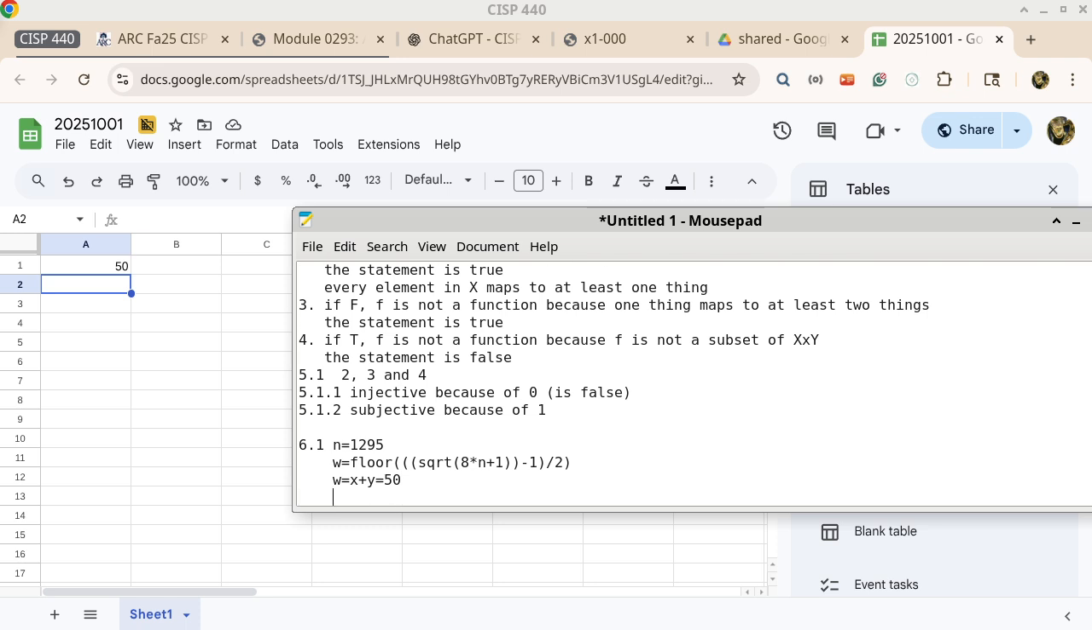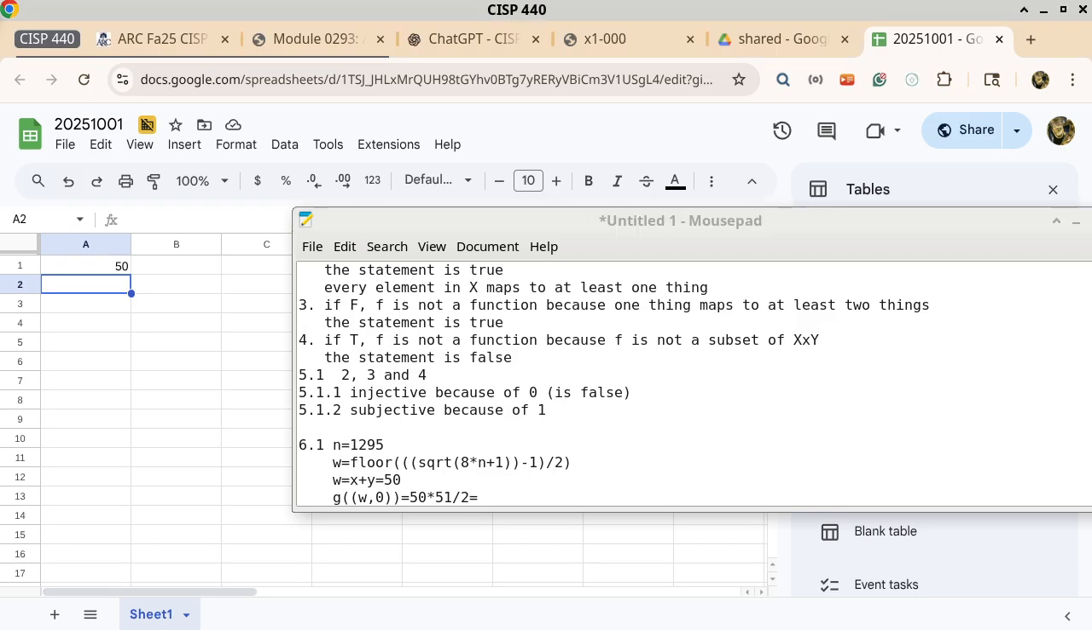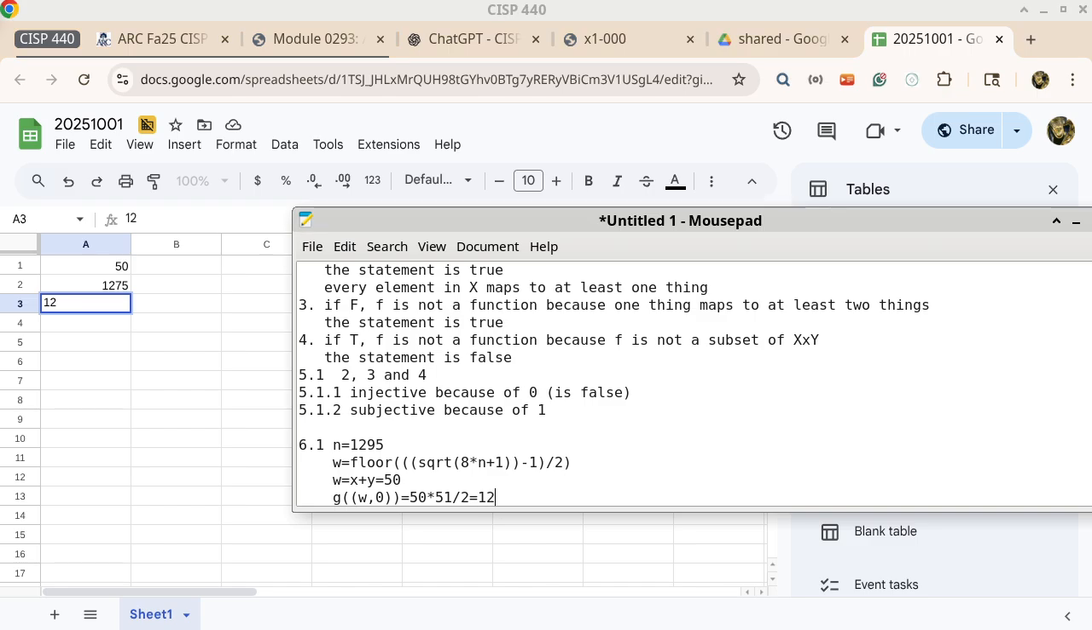So now we have to ask, okay, what is the G value of W0? So that would be 50 times 51, the whole thing divided by 2. Okay, 50 times 51 divided by 2, and I'm just going to cheat over here too. So we just look at this number times this number plus 1, the whole thing divided by 2. It is 1275.